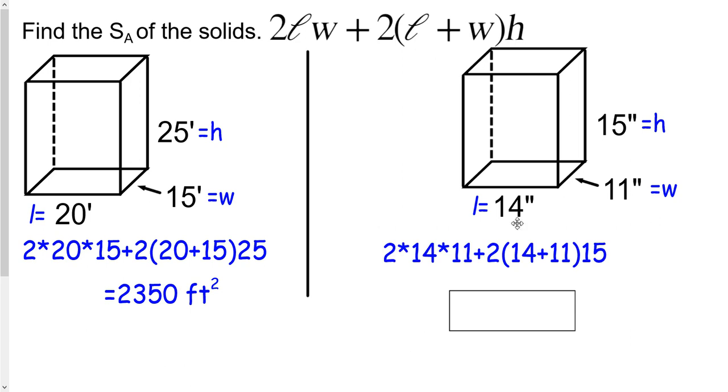Plugging it in, we get 2 times 14 times 11 plus 2 times 14 plus 11 times 15, right? Same formula, a little bit larger numbers, and again we get 1,058 feet squared. Again, make sure you have the formula written down, and we're just filling in the blank once you label what is what.